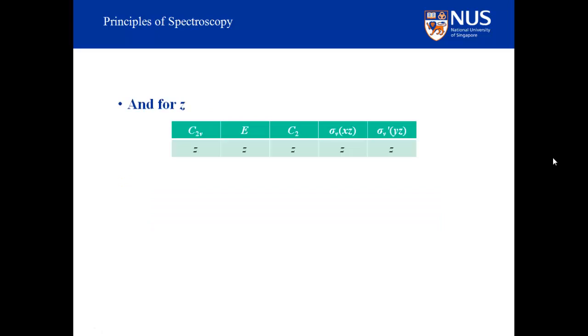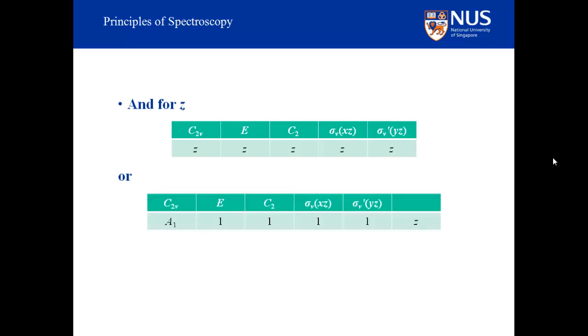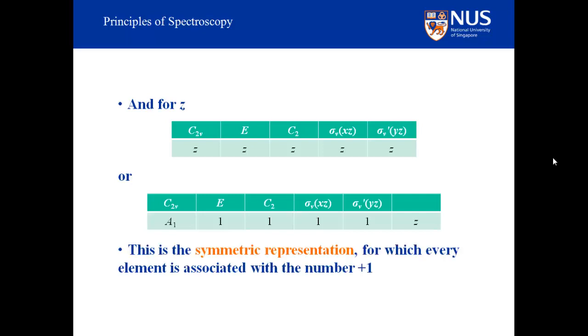We can also tabulate the effect on the z-coordinate. The z-coordinate is unchanged under all symmetry operations E, C2, sigma xz and sigma yz. The set of numbers 1, 1, 1, 1 comprise the representation generated by the basis z under the C2V point group. This symmetry behaviour is given the label A1. This is known as the symmetric representation. For any point group there is a symmetric representation for which every element is associated with the number +1.